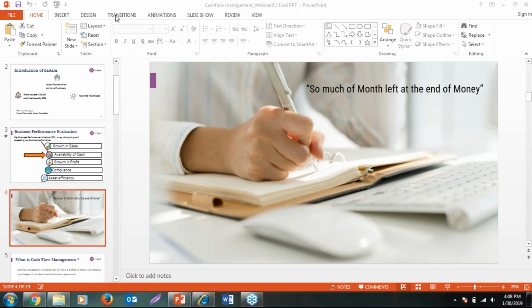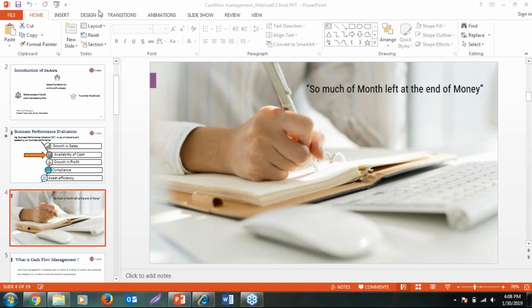That means at the end of the month, you are having a cash flow problem, or else you are having a cash crunch. For example, certain payments and expenses are scheduled at the end of the month. Say there are a few EMIs, or certain bills to pay at the end of the month. If you are running out of cash at that time, then you are having a cash flow problem. So this needs to be checked.